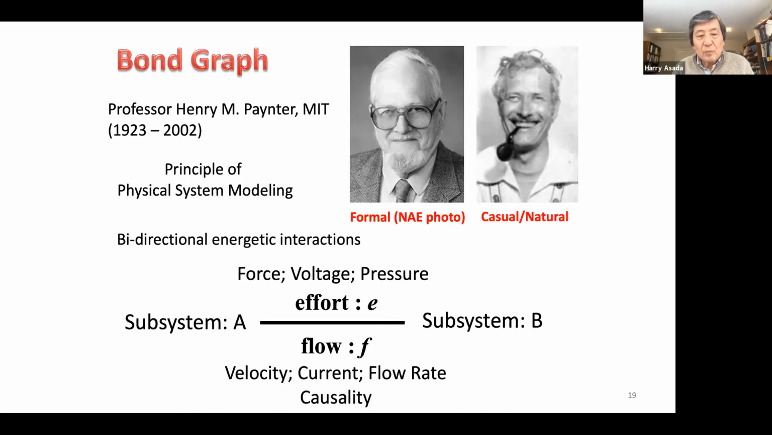So in the bond graph, we have subsystem A and subsystem B. They are interacting energetically, and such a connection can be described by the flow of power. The power is a product of two variables all the time. In the mechanical domain, force times velocity is power. In the electrical domain, voltage times current is power. And in fluidic flow, pressure times flow rate, I'm talking about incompressible flow, turns out to be power. So these two variables are used to represent the behaviors of dynamical systems. And he used more generic terms: effort for force, voltage, and pressure, and flow for velocity, current, and flow rate.